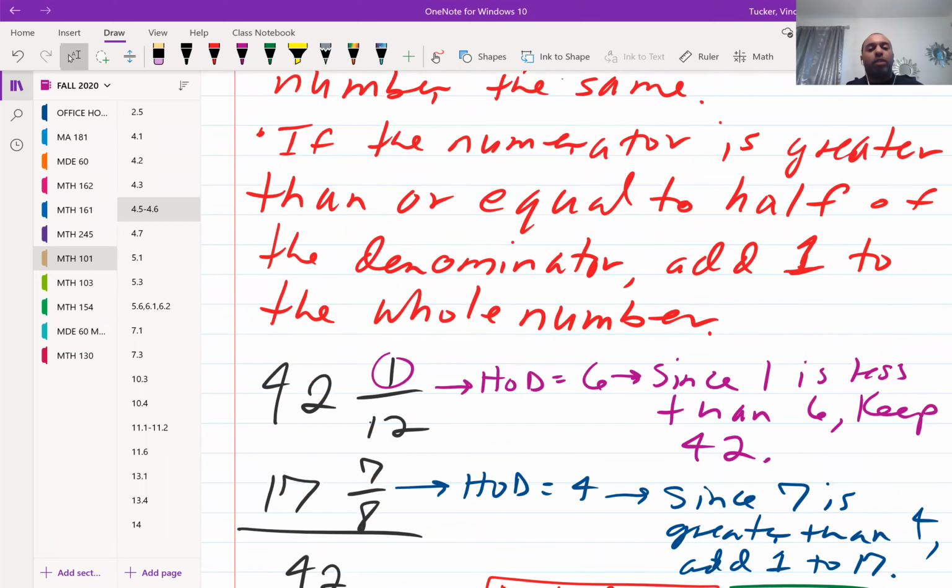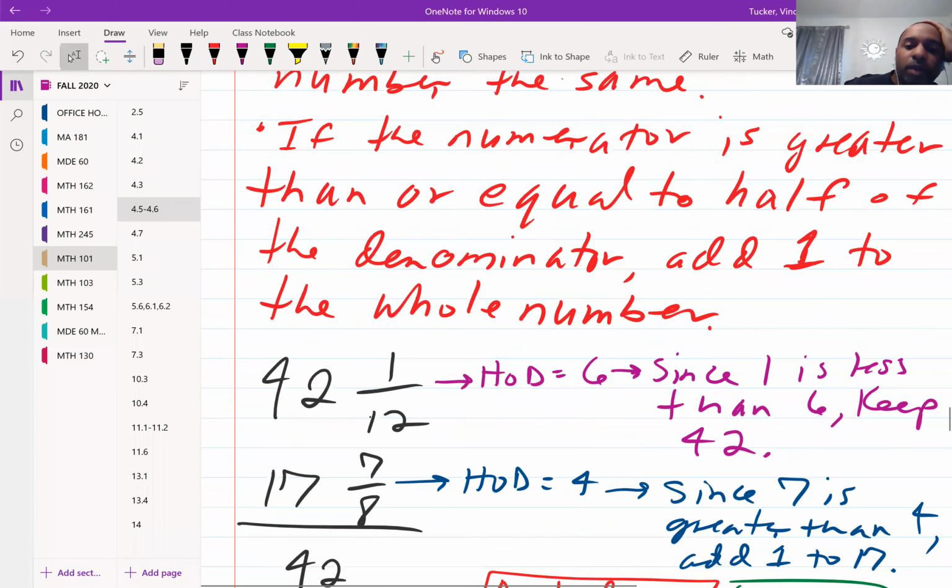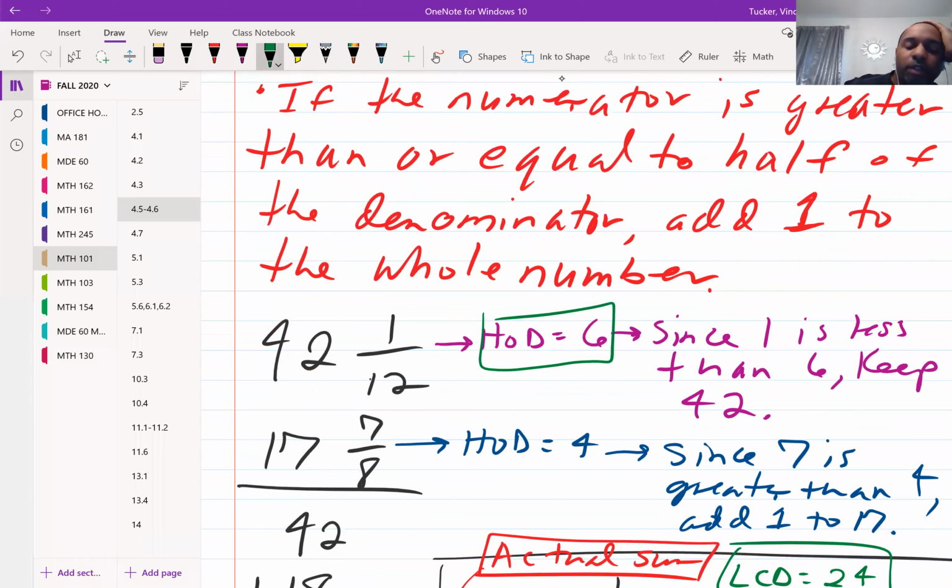All right. So let's look at the problem, the original problem. We have 42 and 1 over 12, 17 and 7 over 8. So step 1, we go back here to step 1, take half of the denominator. So that's what I have here, HOD, half of the denominator is 6. And then we're going to compare 1, which is the numerator, to half of the denominator. Since 1 is less than 6, you keep it at 42.